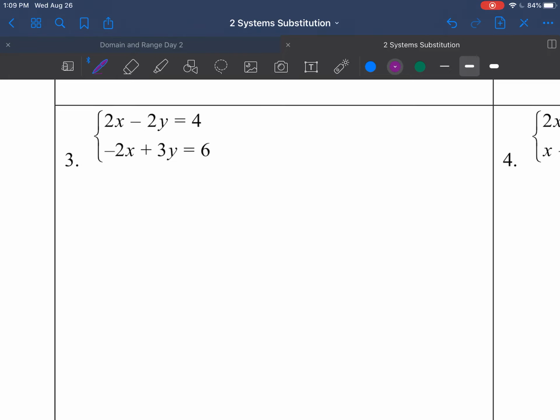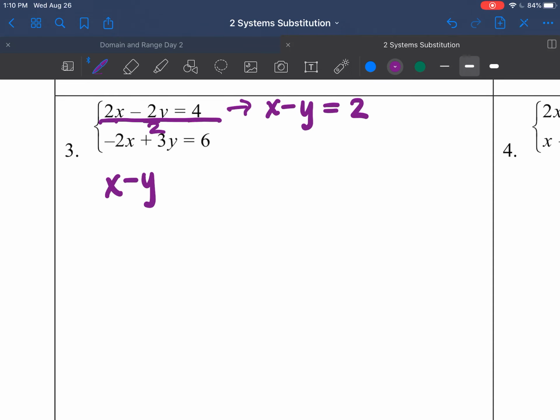Here, we're going to have a harder time isolating a variable. But if you notice in equation 1, each term has a 2 as a factor. And so we can actually divide this entire equation by 2 and make it a simpler equation. As long as you divide every single term, that is a perfectly legal move. And so my new system looks like that.